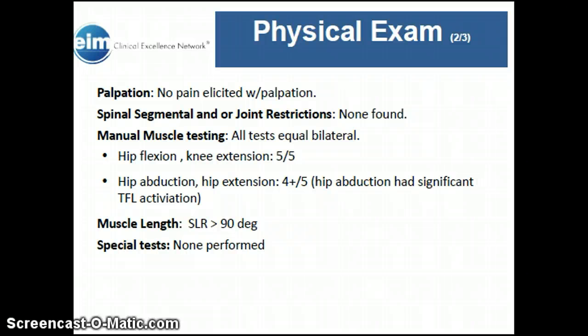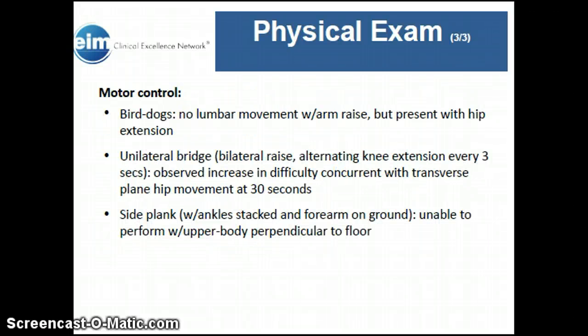Muscle length testing, straight leg raise was over 90 degrees, so that gives me my second item for the CPR. And I didn't perform any other specific special tests. So for motor control, I did 3 main ones. I did bird dogs. I looked to see what happened in the lumbar spine with arm raise and also with hip extension. Nothing happened with arm raise, but with hip extension, we did get an increase in lordosis in his lumbar spine when he extended his hip.